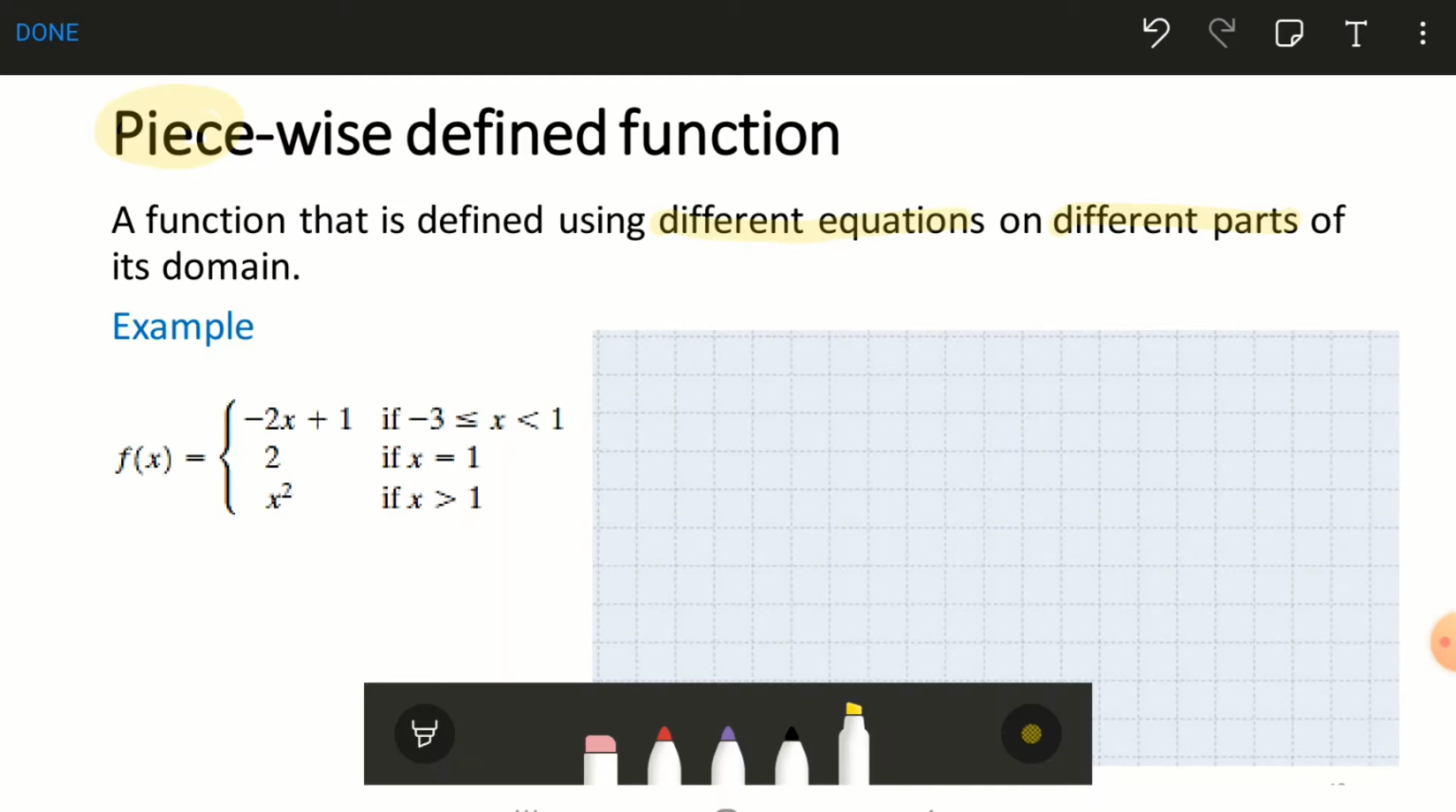Now let's look at an example. Here we have f(x) divided into three pieces, or three parts of the domain. The first domain is from -3 to 1, the second domain is x equals 1, and the last one is x greater than 1. We're going to sketch the graph of this function.